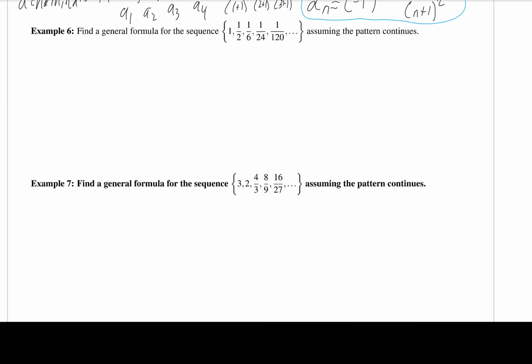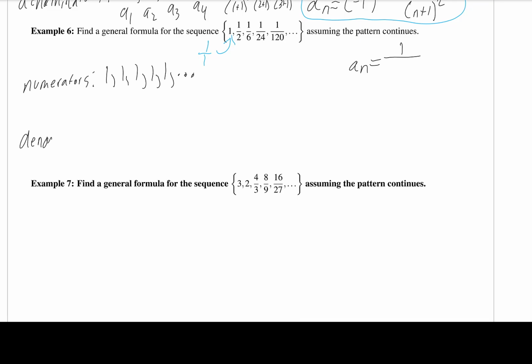Now let's look at example 6. To make this a little bit more friendly, we're going to think about this starting number, 1. Instead of calling it 1, I'm going to call it 1 over 1. The reason I'm going to do that is so that we can look at this in terms of numerators and denominators. So my numerators, these are all 1. So that tells me that in my a sub n formula, I should have 1 divided by something. We don't know what that something is yet.